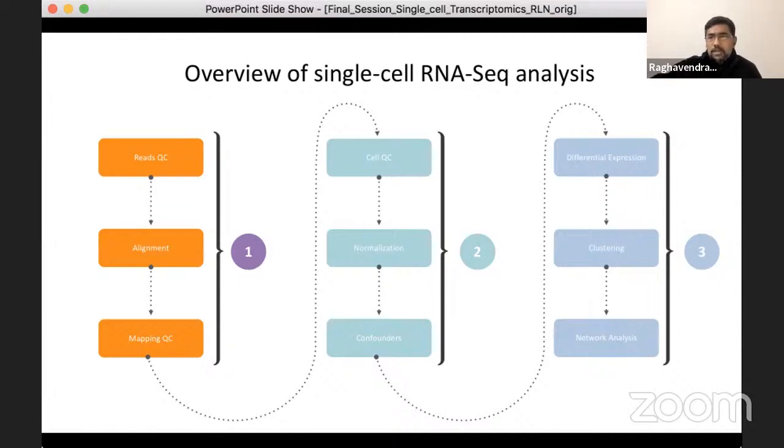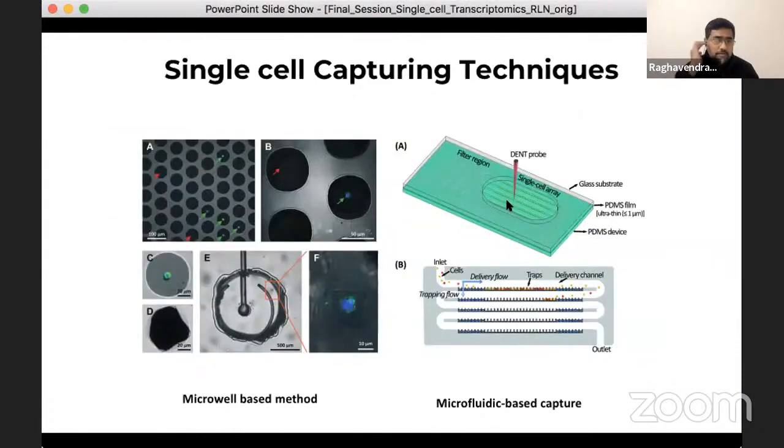So broadly speaking, the analysis can be separated into three different parts. The first part deals with the raw reads by checking the quality and aligning them to the reference genome. The second part deals with the cell-specific data by quality controlling, normalizing and eliminating artifacts. Then the resulting data sets are analyzed for differences and differential expression patterns using clustering techniques and network analysis, which is best suited for time course data.